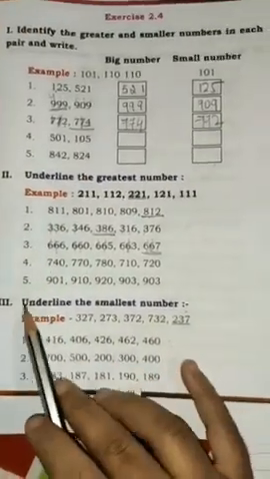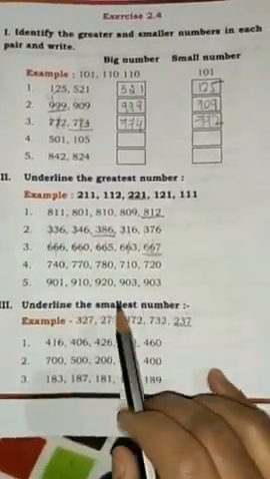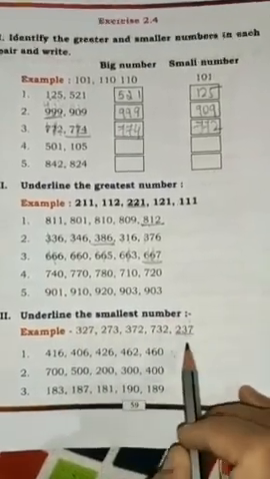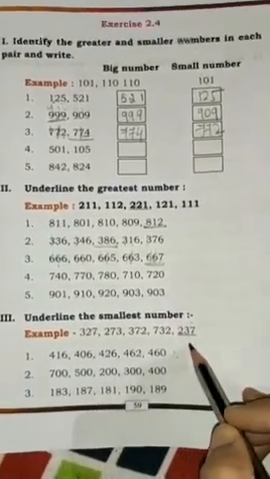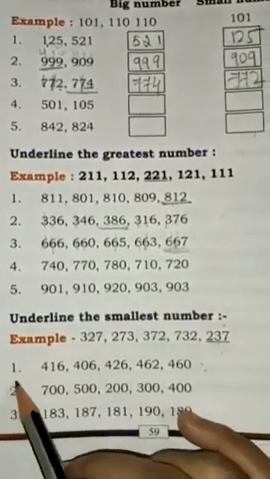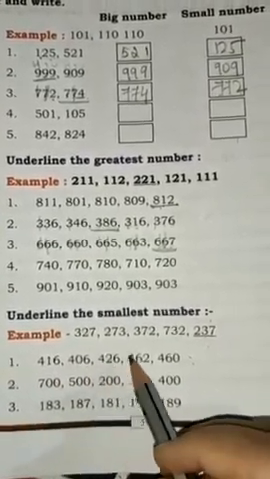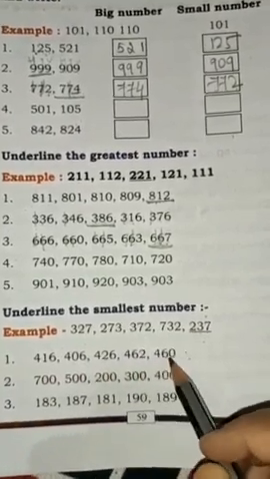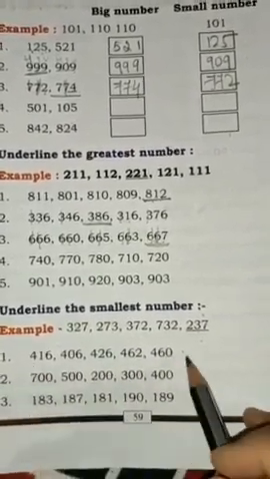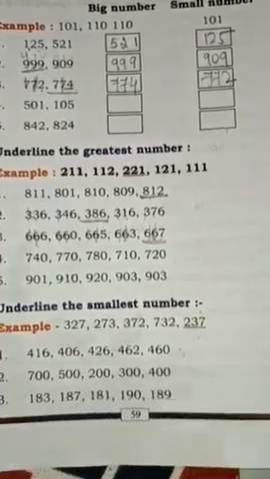So, the third main is underline the smallest number. Here we have to underline the smallest number. So, let us arrange. Let us take the first example: 416, 406, 426, 462, 460. Let us arrange all these numbers in the place value chart.